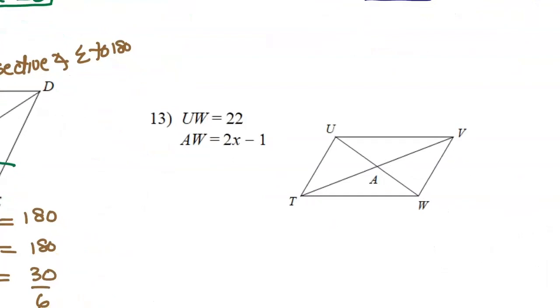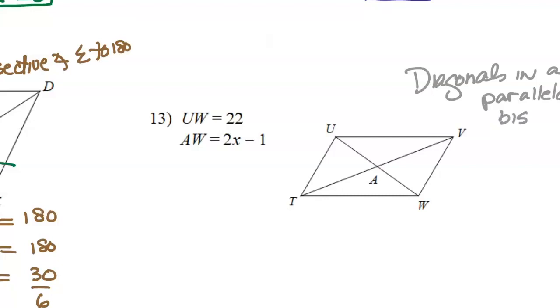Okay, this next question, 13, deals with the fact that diagonals in a parallelogram, remember they told us these are all parallelograms, bisect each other. Now, when we were doing this in class and I asked you about this, people were constantly telling me that the diagonals in a parallelogram are equal. That is absolutely not a true statement.